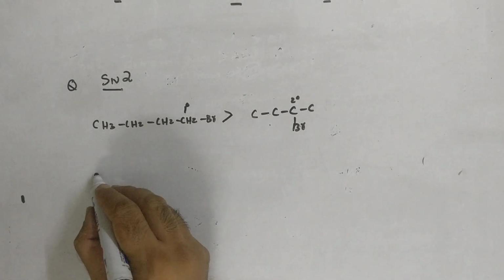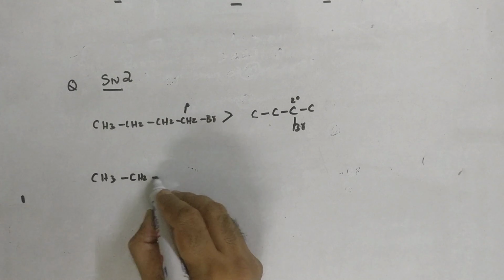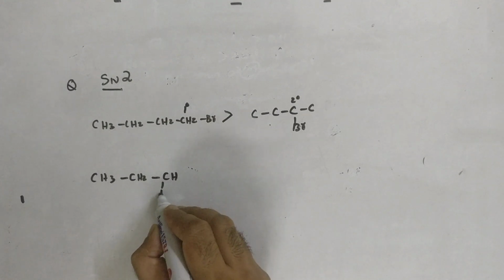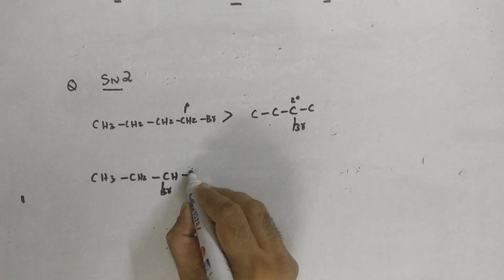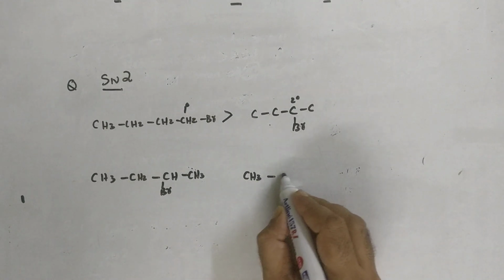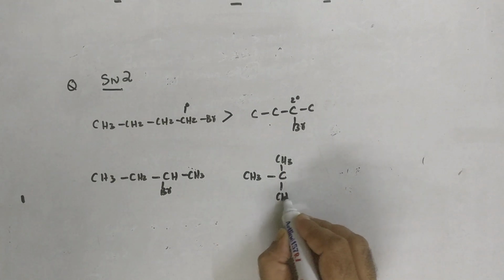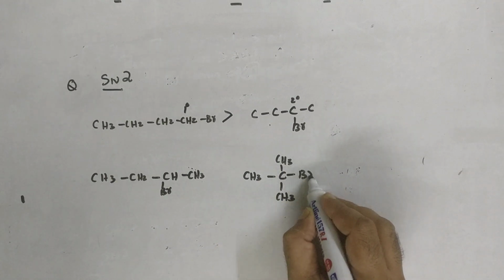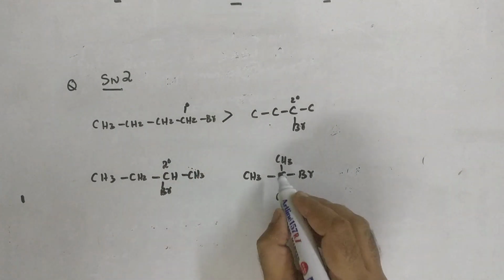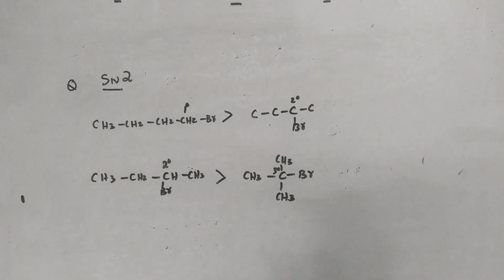The next part: out of these two compounds we have to guess which one will be more reactive towards SN2 mechanism. Okay, not an issue. So let's mark it. This is secondary, this is tertiary. So which will be more reactive? Secondary, because the order, I'm repeating the same thing, is primary, then secondary, then tertiary, if it is SN2 mechanism.